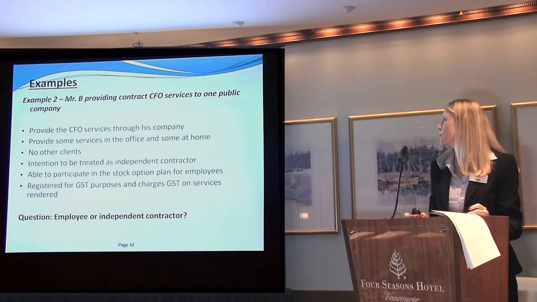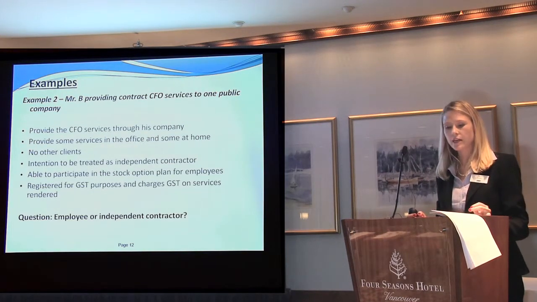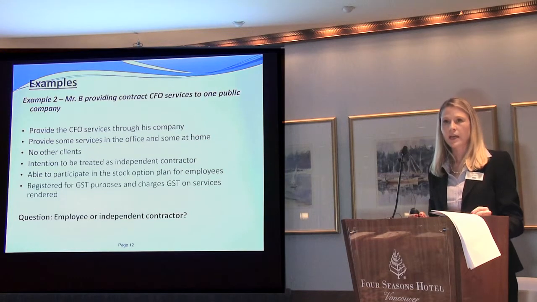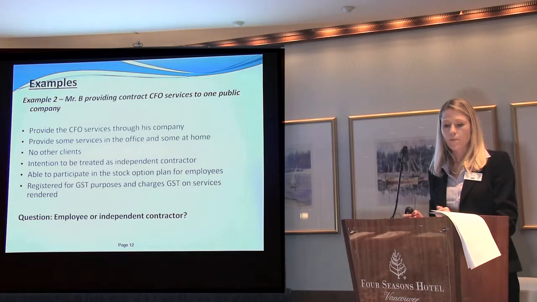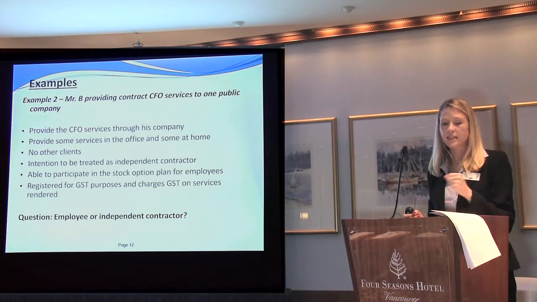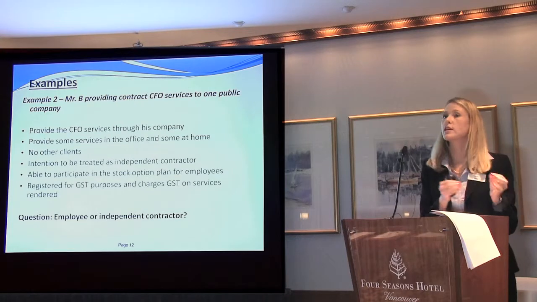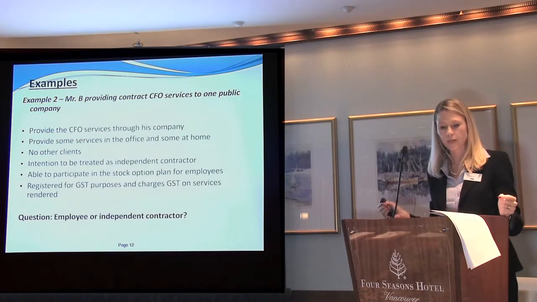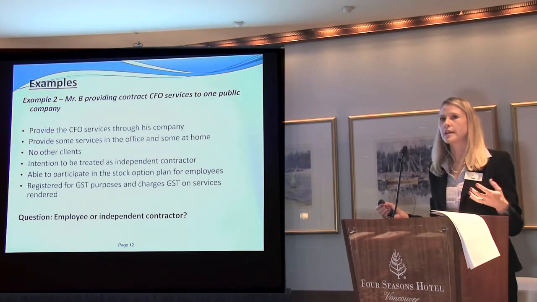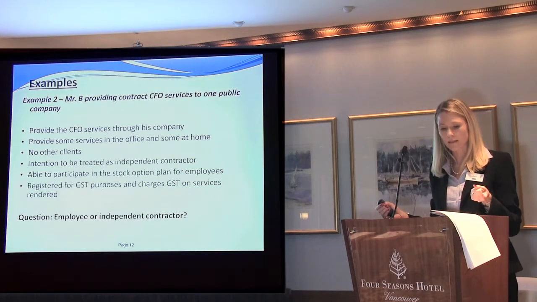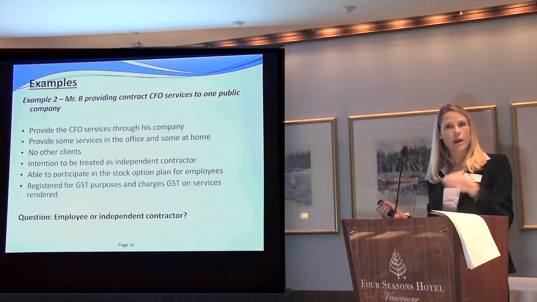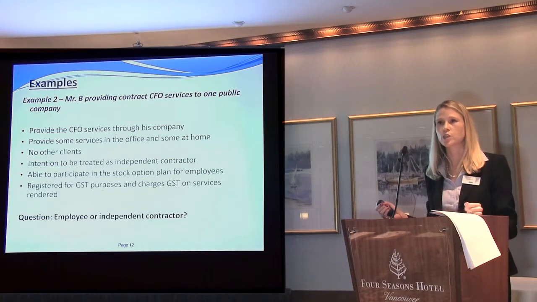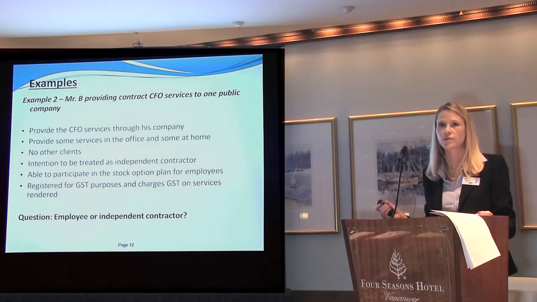In example number 2, we've got Mr. B, and he's providing contract CFO services. Once again, he's just providing the services to one company. But Mr. C is actually providing the services in his home office as well as the office of the company. The intention, once again, is to be treated as an independent contractor. And he is able to participate in the stock option plan for the employees. And Mr. B is also registered for GST and is charging GST on his services.